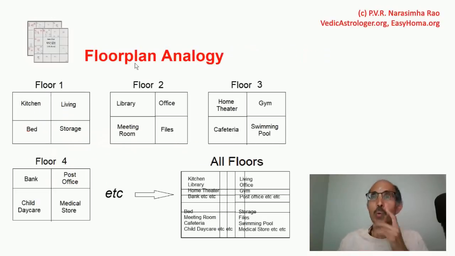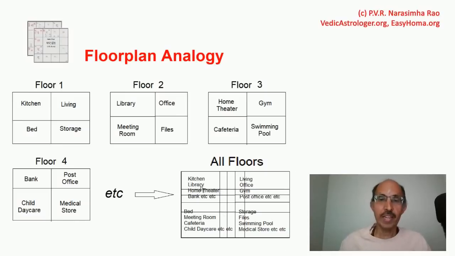So to represent it pictorially, suppose the floor one has kitchen here, living room here, bedroom here, storage room here, and the floor two has library here, office here, meeting room here, files here, and so on. Let's say every floor has its own plan, and these are analogous to the divisional charts. When you combine all those, map all those to the ground floor and just make one picture, you get something confusing like this. So kitchen, library, home theater, bank, etc.